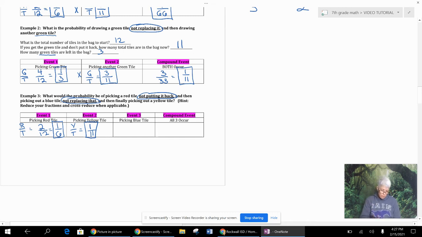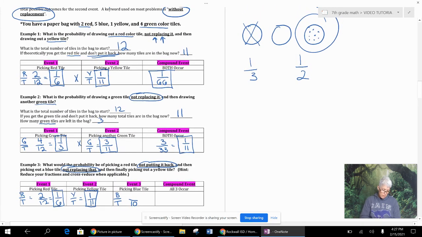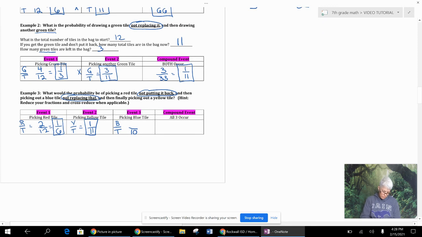Now, I'm going to pick a blue. Blue out of the total. Well, remember, I had 12. I pulled out a red. I have 11. I pulled out a yellow. Now I have a total of 10. And how many of them are blue? I don't remember. Let me go back up here and see. 5 are blue. Now I can simplify this, so I'm going to 1 over 2.